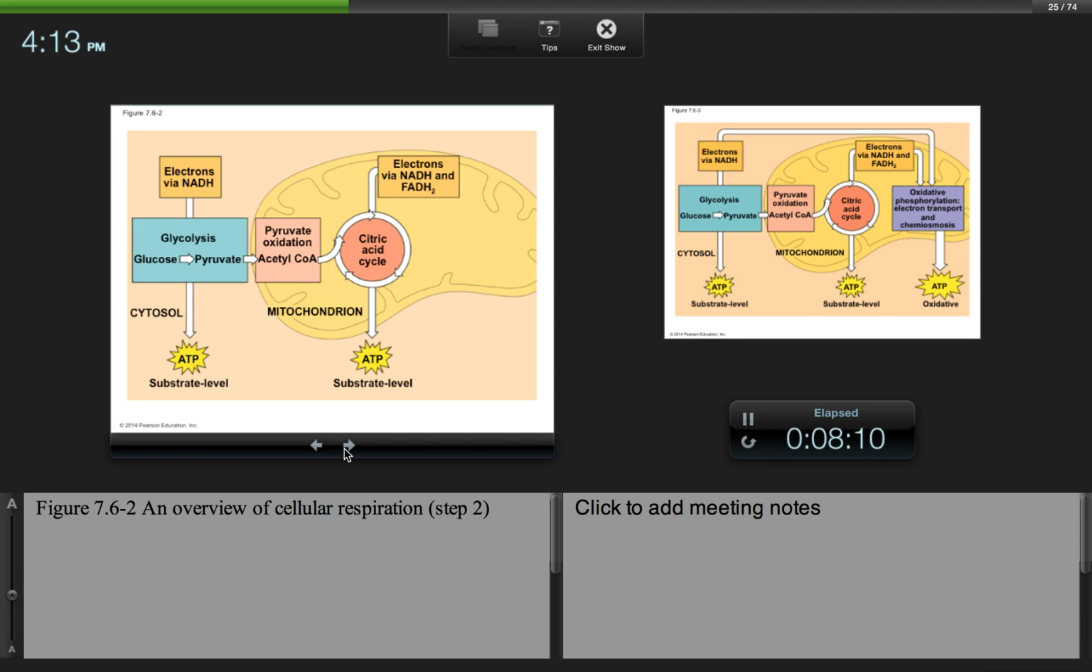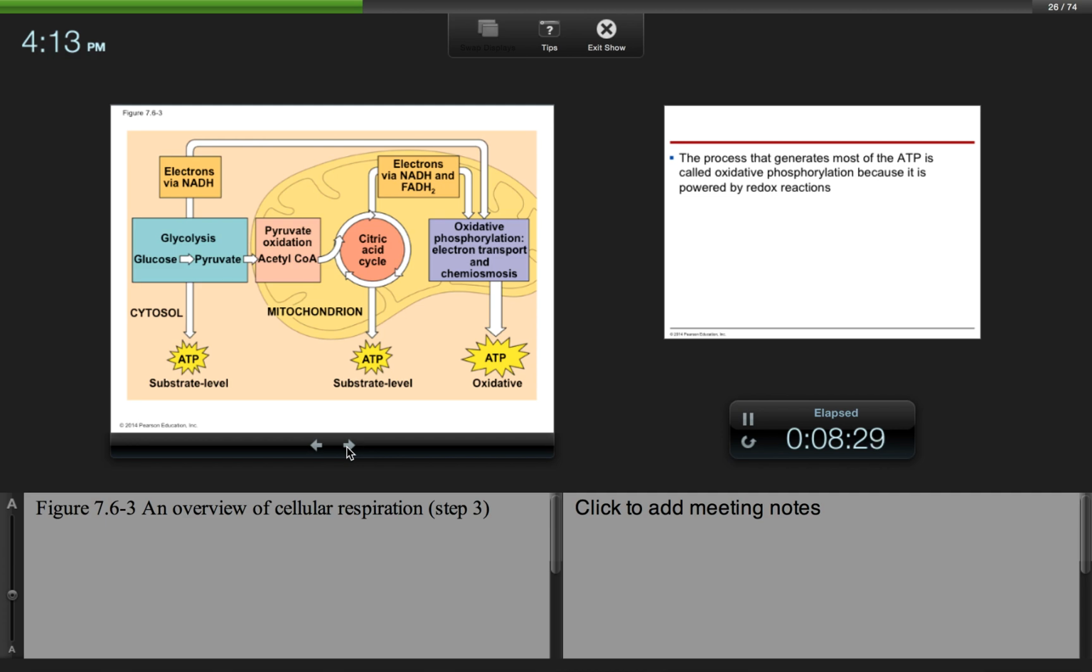And then acetyl coenzyme A will enter the citric acid cycle, which will complete the breakdown of glucose and strip basically the rest of the remaining electrons from glucose. These electrons will be picked up by my electron carriers, NADH and FADH2, and they will be brought to and dropped off at the electron transport chain, where oxidative phosphorylation occurs, which involves electron transport and chemiosmosis.